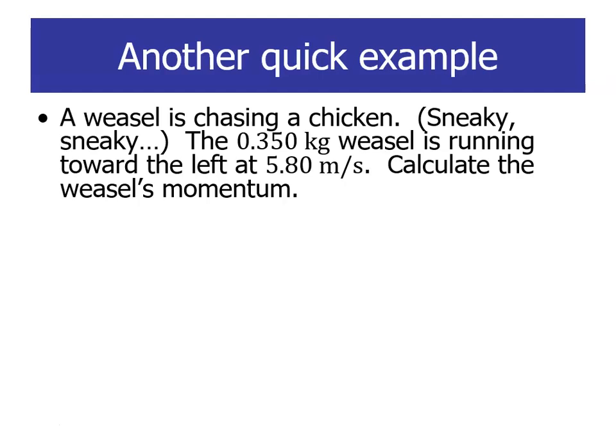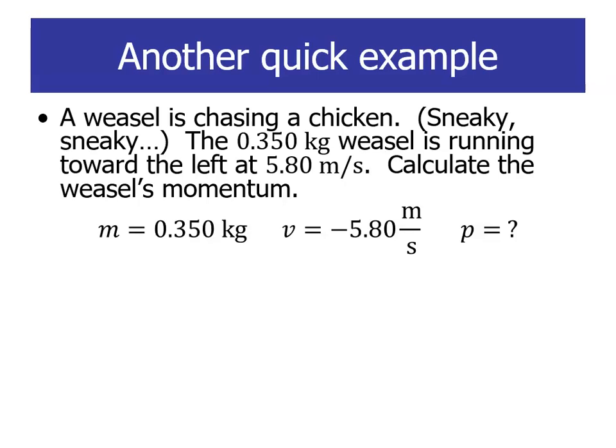Sneaky, sneaky, sneaky. So you have a 0.35 kilogram weasel running toward the left at 5.8 meters per second. Calculate the weasel's momentum. Well, we write our givens. Notice the minus sign in front of our velocity. Now, you might think, oh, just one object, who cares?